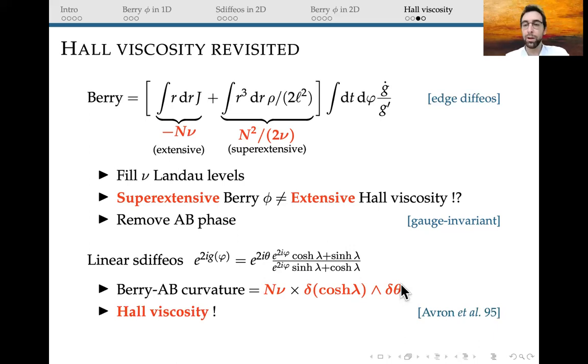So in other words, we have managed to reproduce from this Berry phase, at least by removing a gauge invariant but super extensive contribution, Hall viscosity. However, at this stage, as I announced, this really just looks like a recipe. I just chose to remove an Aharonov-Bohm phase without any justification, and it seems to work, but why does it work? And so addressing this question is the last thing I want to do.